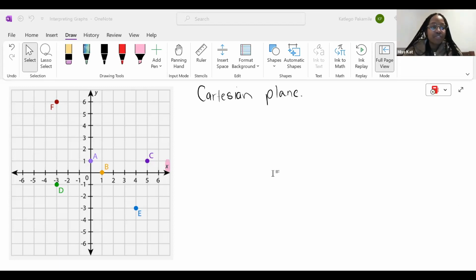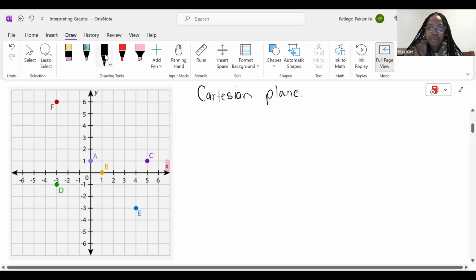So on the left of the origin, we have the negative X coordinates. On the right of our origin, we have the positive X coordinates. And now for the Y: above the origin, we have the positive Y coordinates, and below we have the negative Y coordinates, right? Now let's remind each other, how do you find points? What are the coordinates of A?